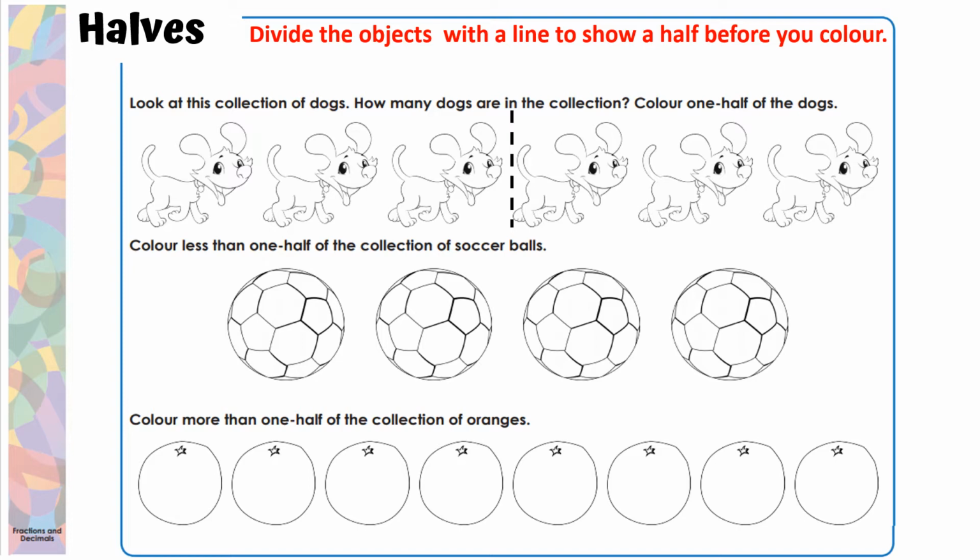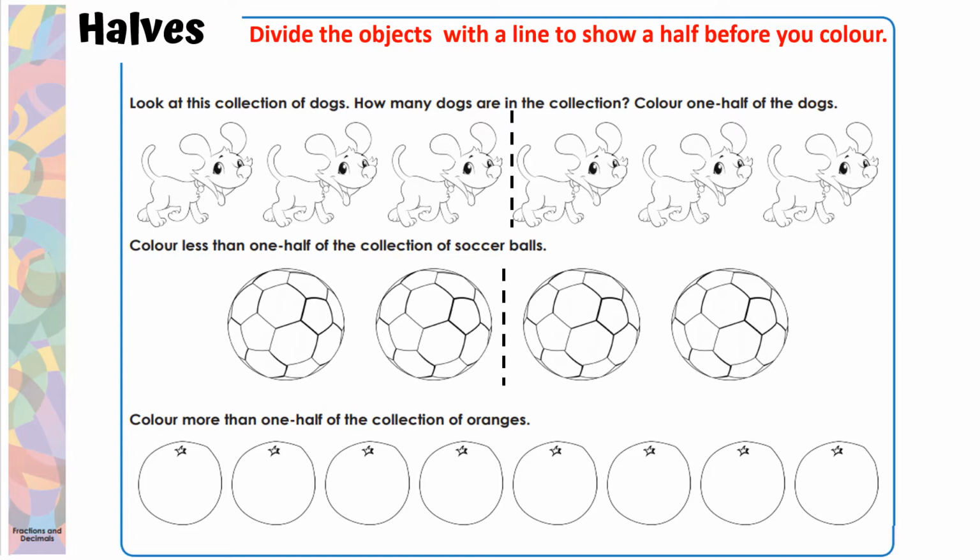Now for the next question, I've got 4 soccer balls, and it says colour less than one half of the collection of soccer balls. So I can't colour half, I've got to colour less than a half. But first I better find out what half is. Well, I can see that a half is going to be 2 balls. Now, I can't colour 2, so that means I must be only able to colour 1.